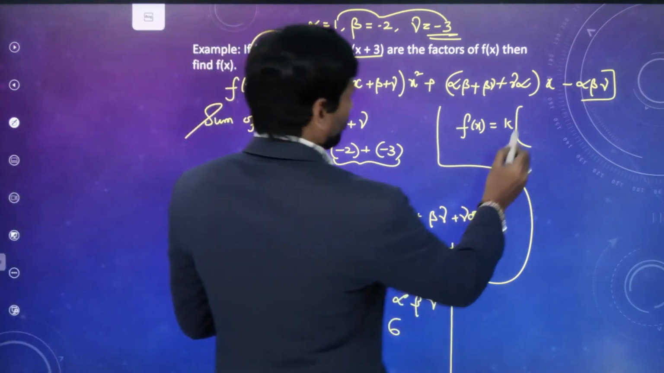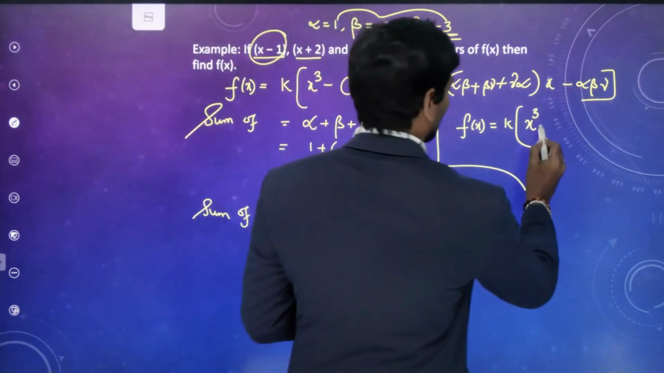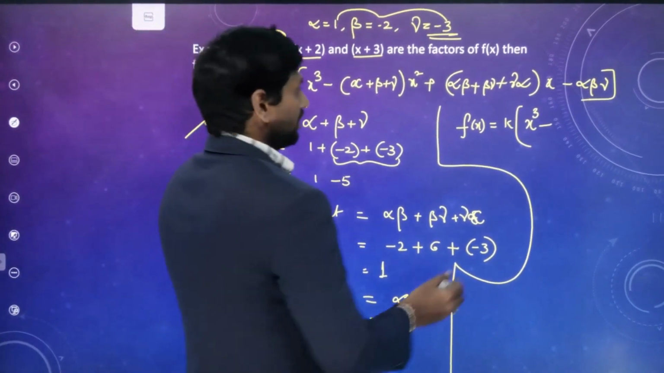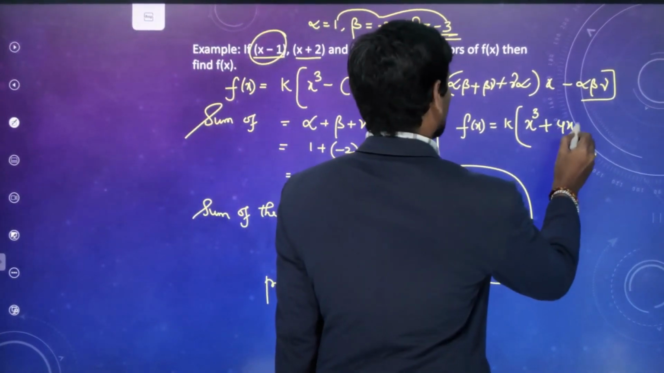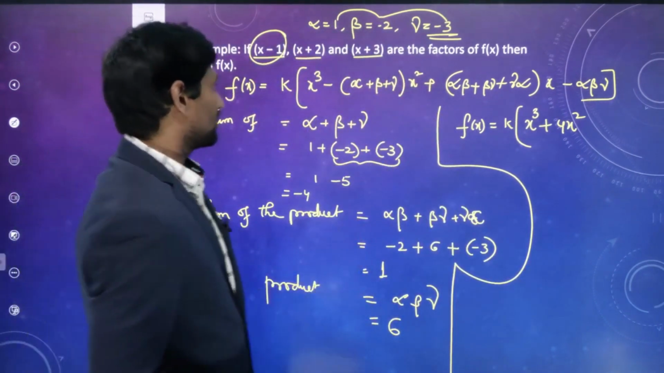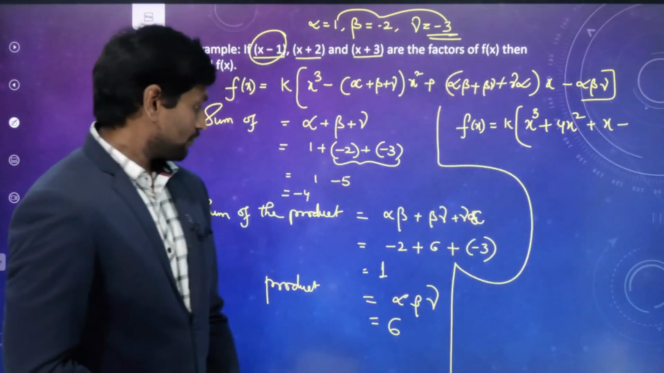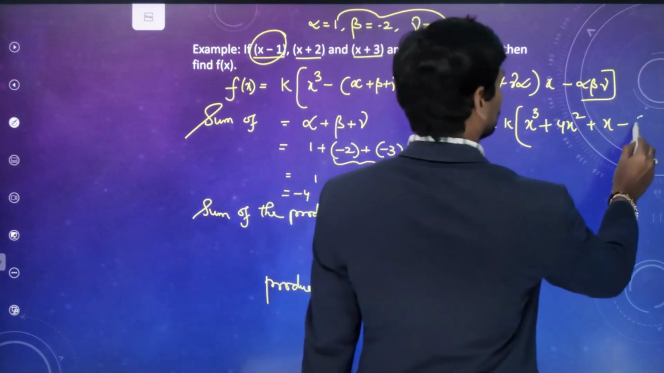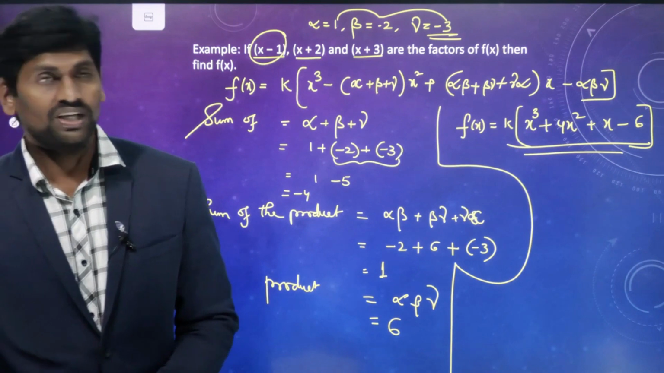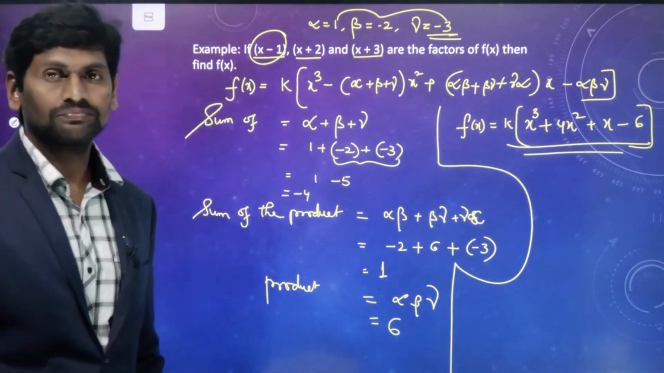Okay. Now the cubic equation is x cube minus, what is the sum of roots? Sum of roots is minus 4. Here minus becomes plus 4x square. And sum of the product of roots we got 1. So 1 into x is x, minus product of roots is 6. So this is the required cubic polynomial, x cube plus 4x square plus x minus 6. Okay? Check.